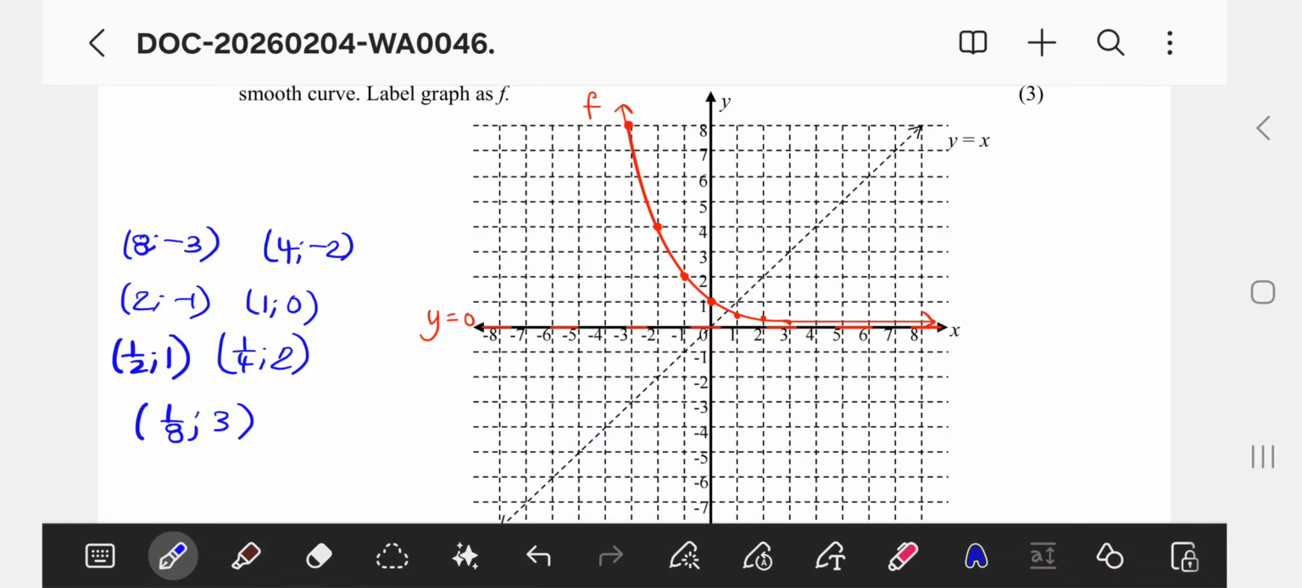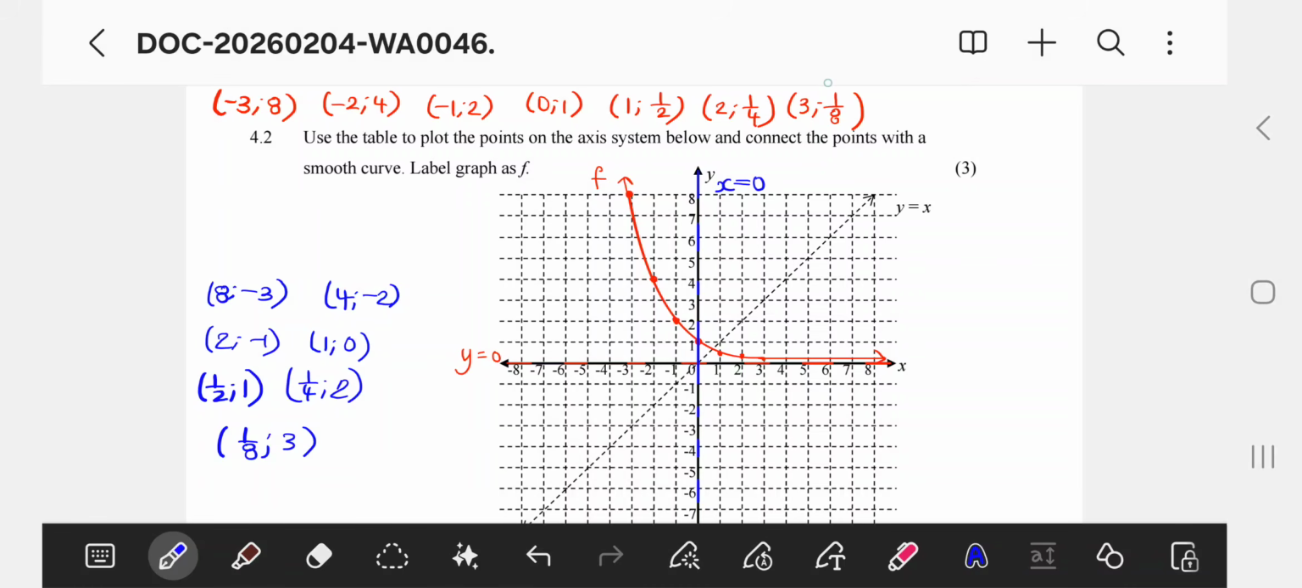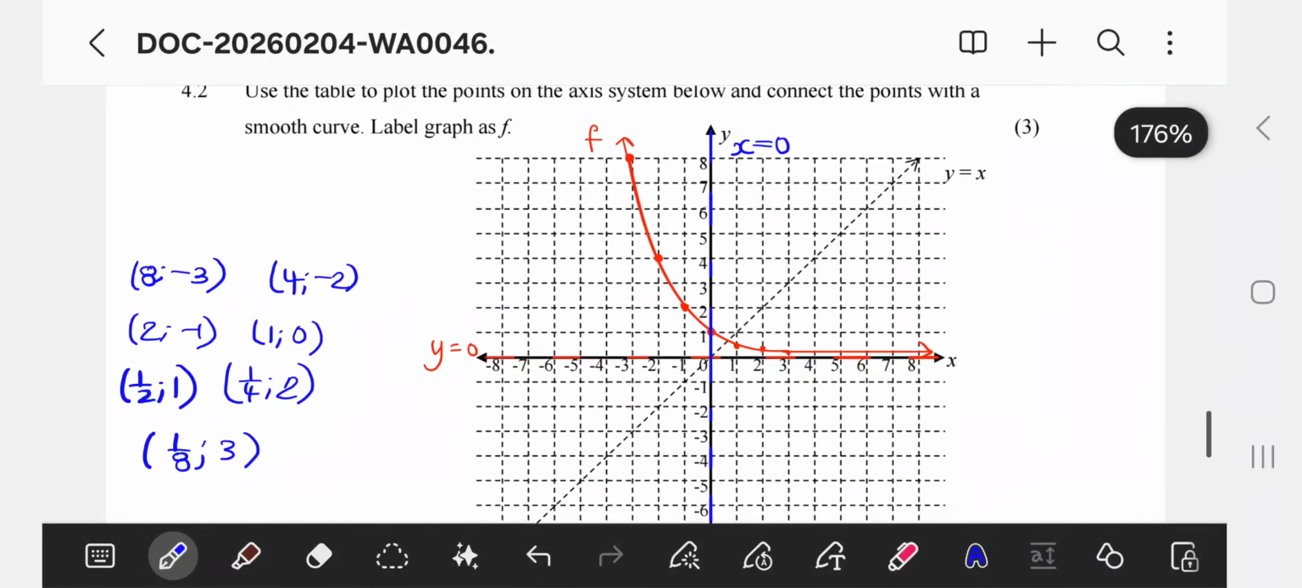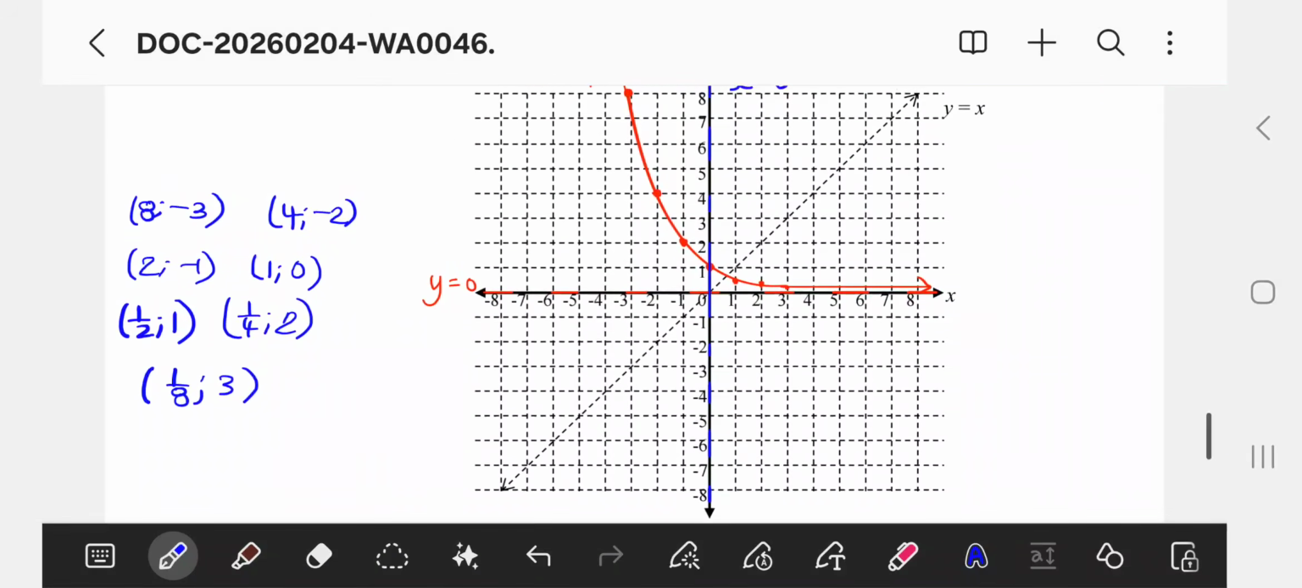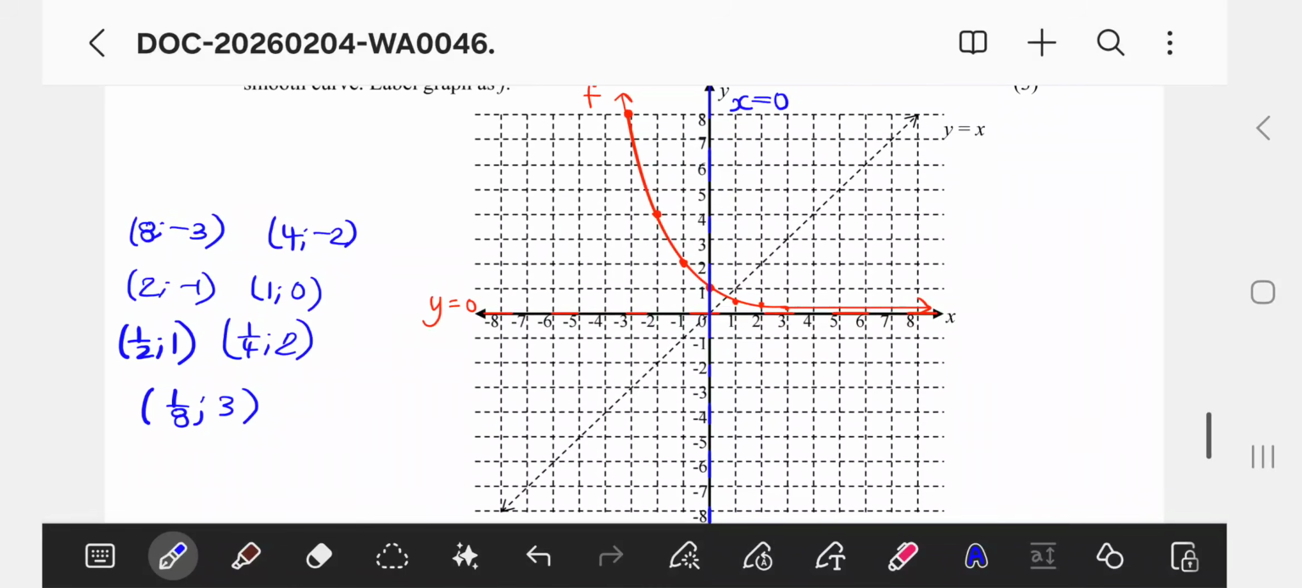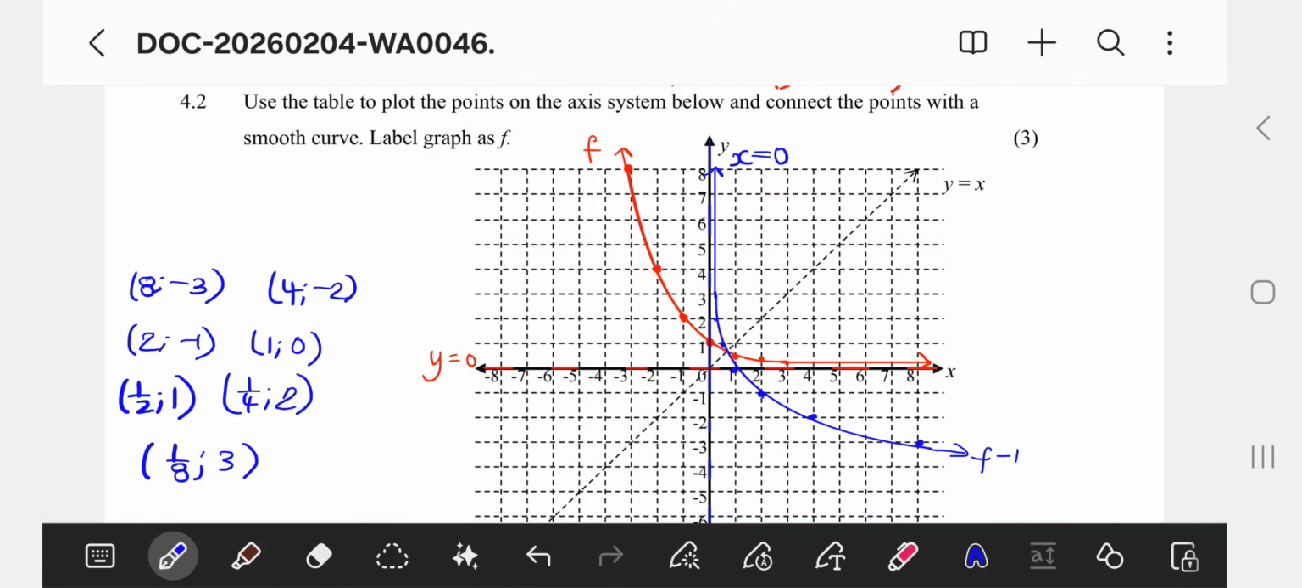Now firstly, if the exponential function had a horizontal asymptote, the inverse would have a vertical asymptote. Remember, everything gets swapped around, okay? So here is the vertical asymptote, which I've labeled as x is equal to 0. Next, I am going to plot these points and draw the function. So I've plotted those points, and that is what the inverse is going to look like.